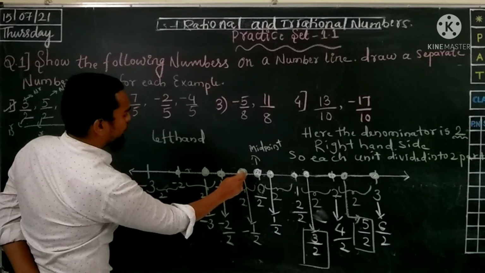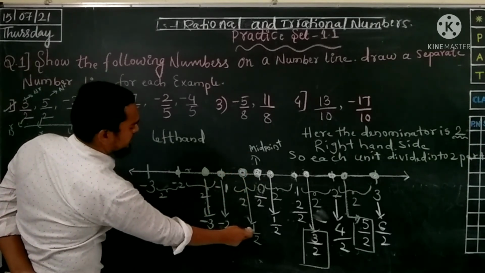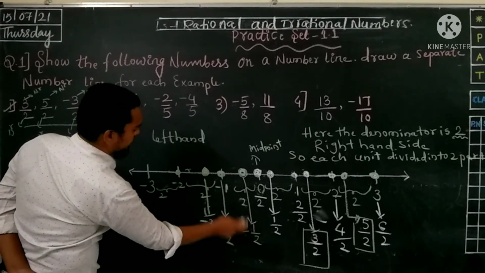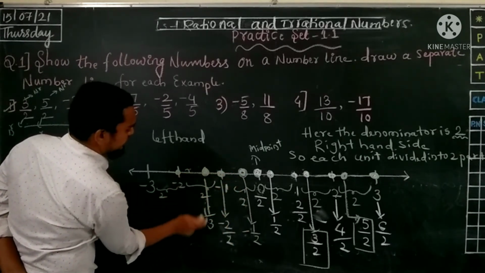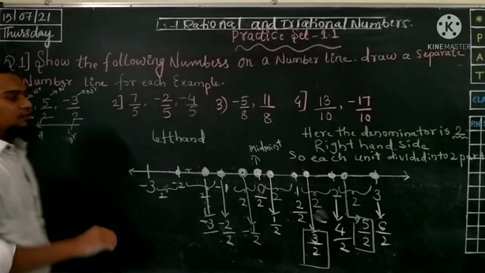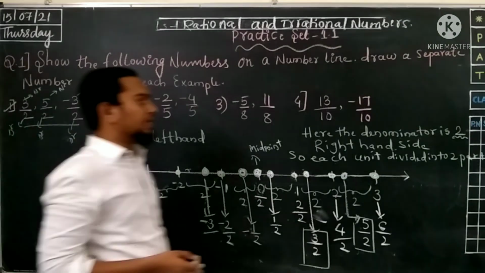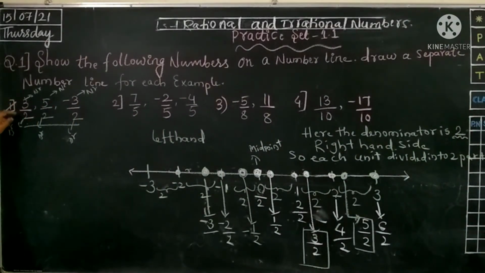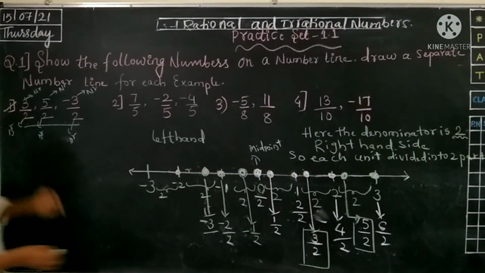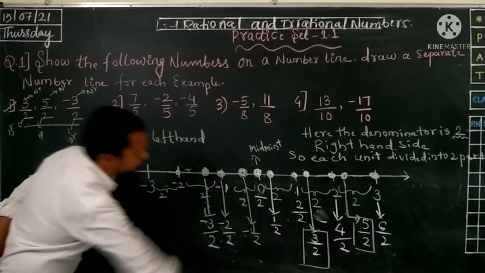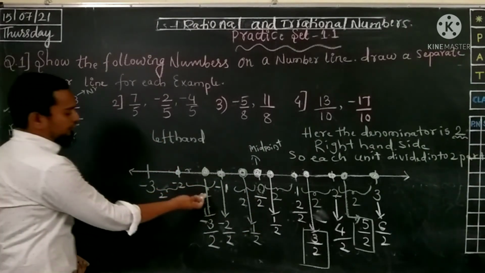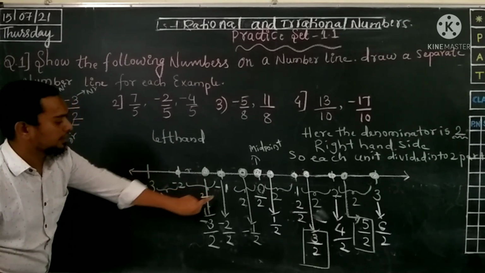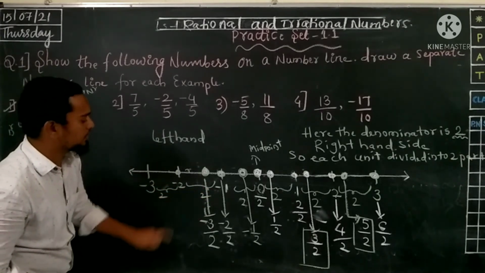We will leave 0, 1. This is 1 point or 1 unit. This is 2 unit. Minus 1 unit, minus 2 unit, minus 3 unit, upon. Why are we taking the denominator as 2? Because of the values given here. In the question, the given denominator is 2. Next, the difference between minus 1 to minus 2 is minus 3 upon 2.